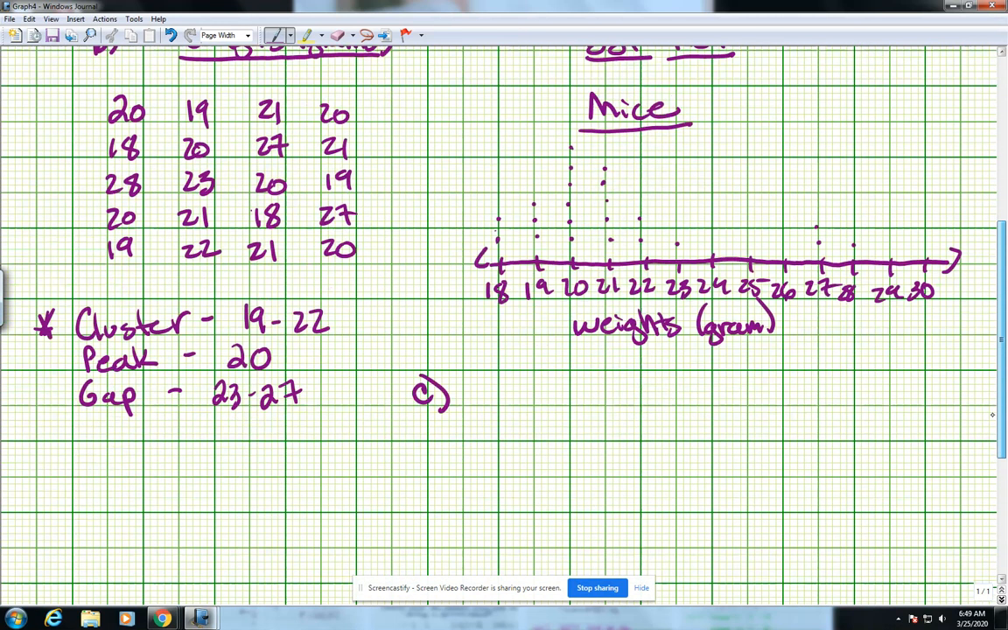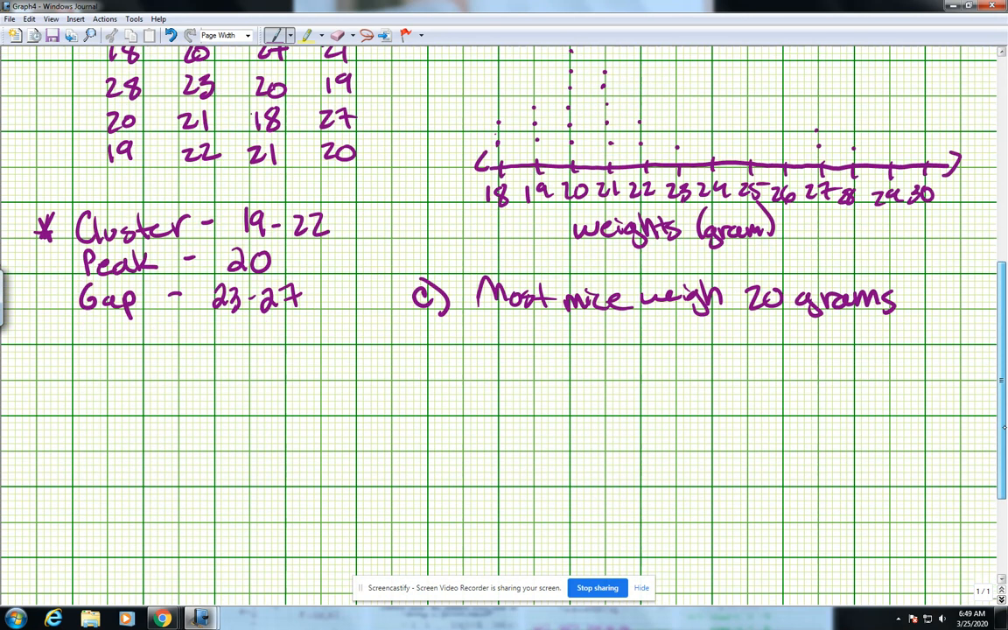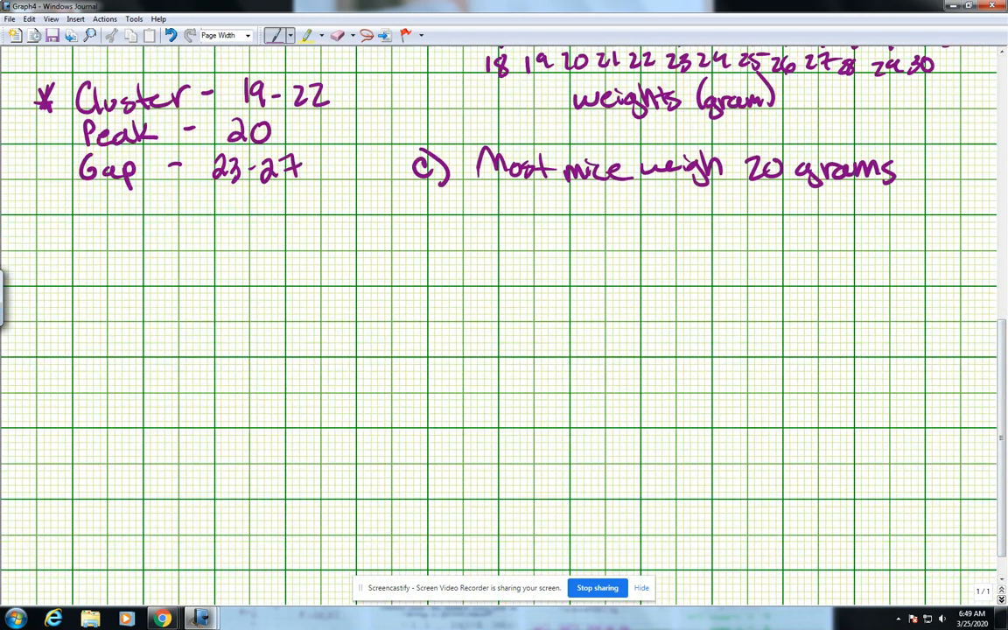So remember, this is going to give us lots of different answers. We could say 18 grams or 27 grams. But if we were going to answer this question in a general way, we could say about how much do most mice weigh? And it looks like most mice weigh about 20 grams because that's our peak. So we can say that for our answer. Most mice weigh 20 grams. So we can use a general statement there. All right, pause the video if you want to try it on your own at the bottom of 392.